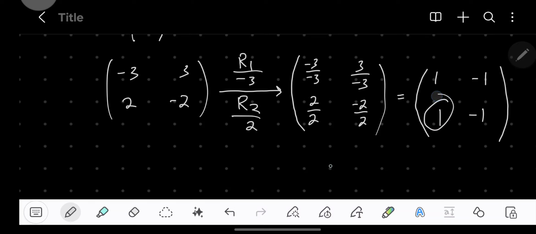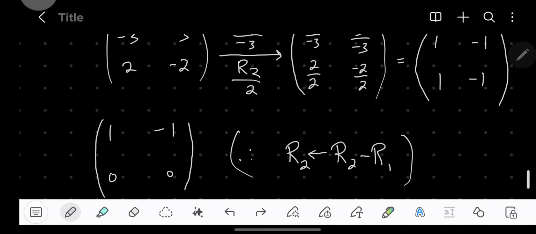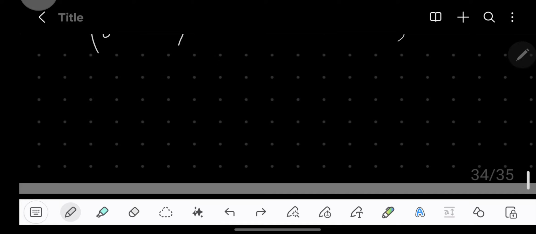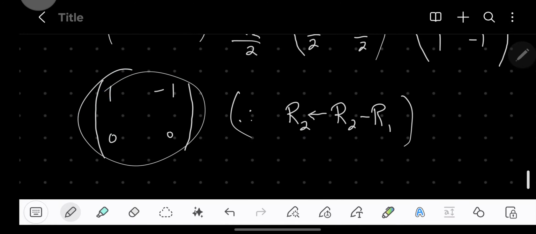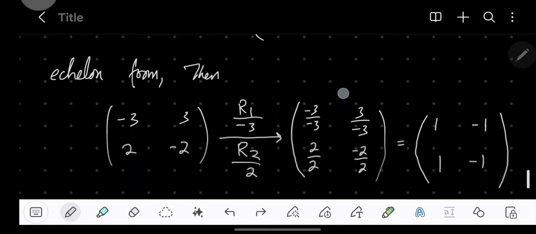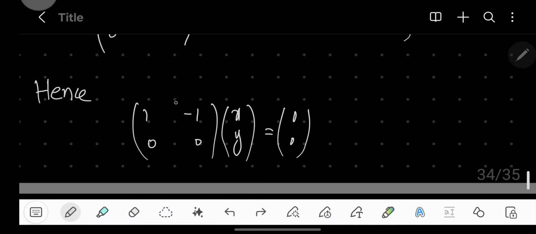And how do I make 0 here? I can make 0 here as 1 minus 1. So simply I will subtract R1 from R2, and I will get this value. So this is the row reduced echelon form of the matrix. So if I put this value instead of A here, then what will happen? We will have this matrix times X is equal to 0.